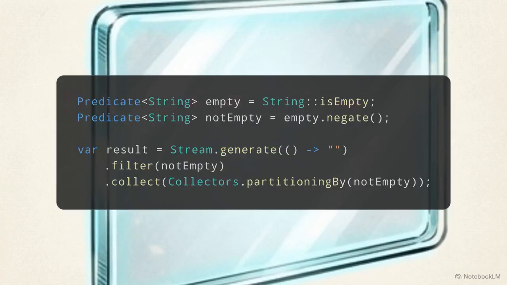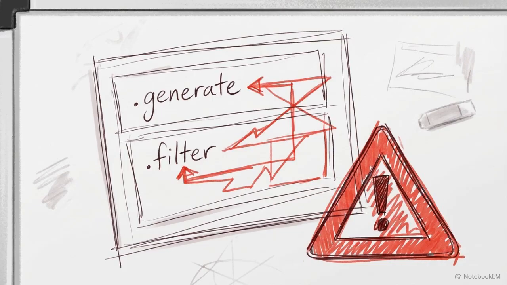Look at this Java 17 stream pipeline. A working developer skimming this code will recognize a standard operation: generating strings, filtering out the empty ones, and collecting the results into a partitioned map. The compiler sees a completely different reality. It recognizes a flaw hidden in the execution order.